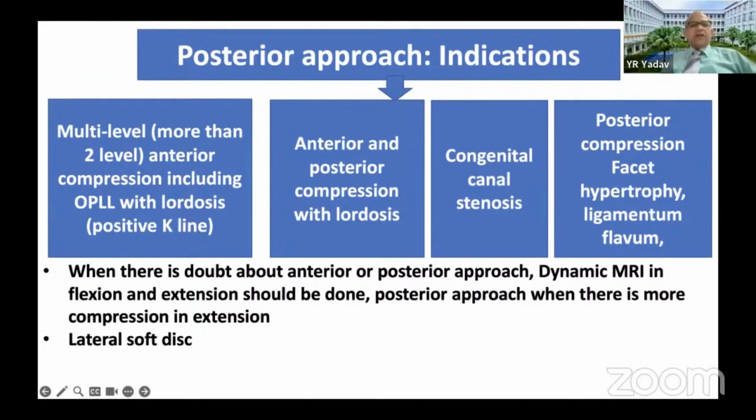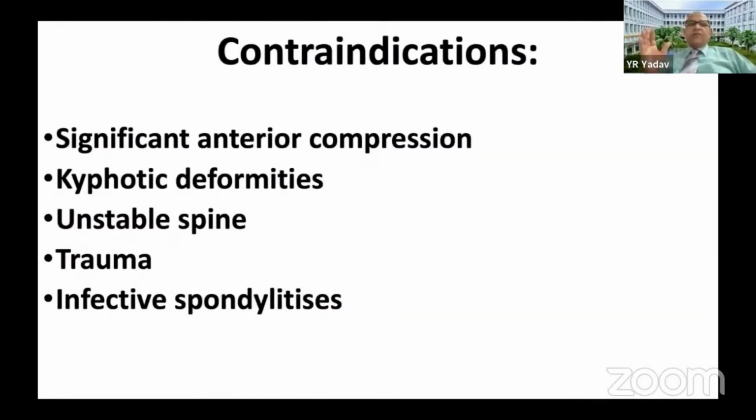So only those lateral soft discs which are within 5 millimeters of the lateral margin of the thecal sac, and that disc should be soft. If it is an osteophyte coming from anterior side, then that is not a good case. So only a soft disc and it is lying lateral near the lateral margin of the thecal sac, that is the indication that from posterior side without disturbing the disc, disc preserving surgery can be done.